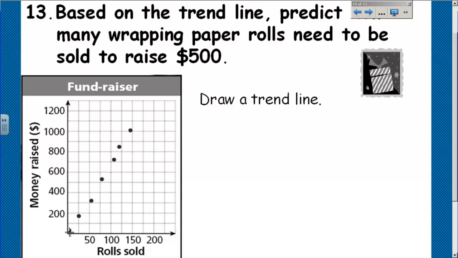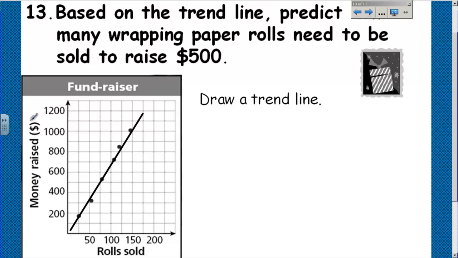So I'm going to draw a line that cuts through those points, and you see it makes pretty much a straight line. Not perfect. I've got a point down here that's not on the line and a point right here that's not on the line, and this one's not really on the line, but it comes pretty close. So that would be my trend line. Based on that trend line, that line of best fit, I want to know how many wrapping paper rolls I need to sell to raise $500.